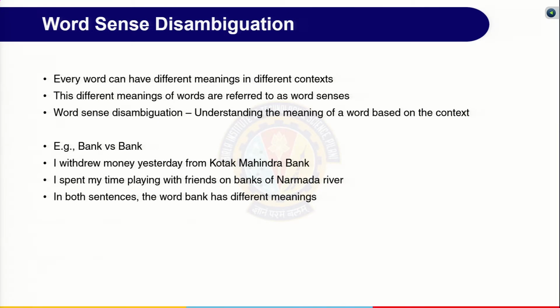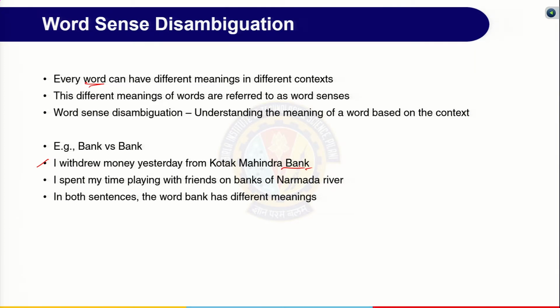One of the applications of natural language processing in understanding human communication is word sense disambiguation. What word sense disambiguation says is that every word can have different meanings in different contexts. Let's say I have two examples. I say, "I withdrew money yesterday from the Kotak Mahindra Bank." I use the word bank here.